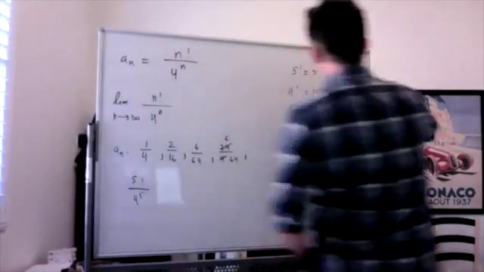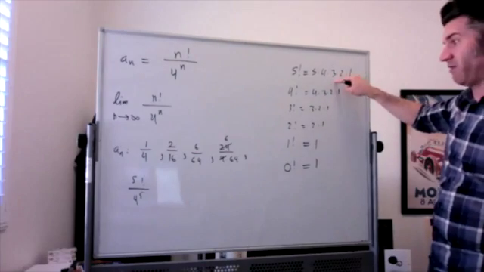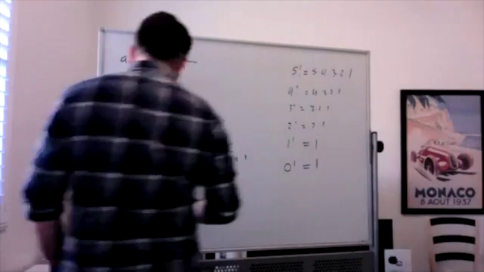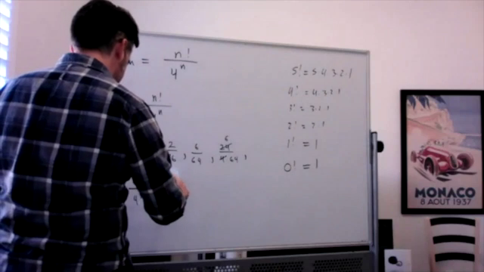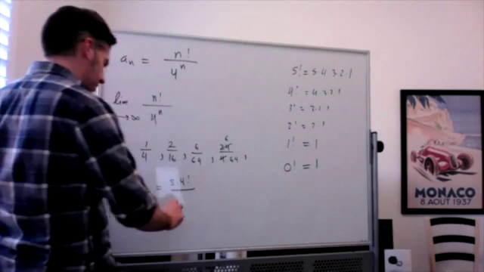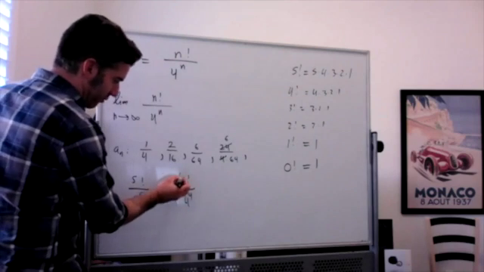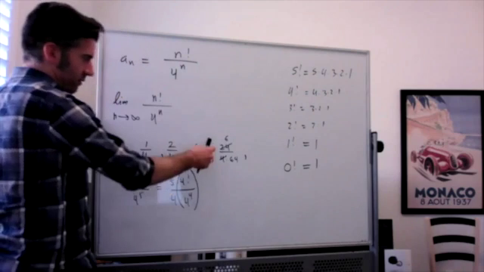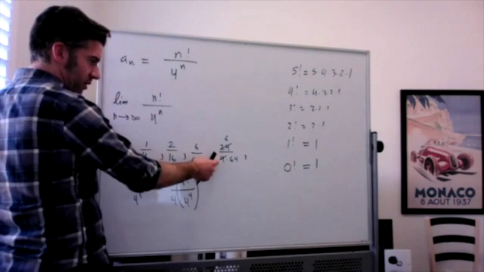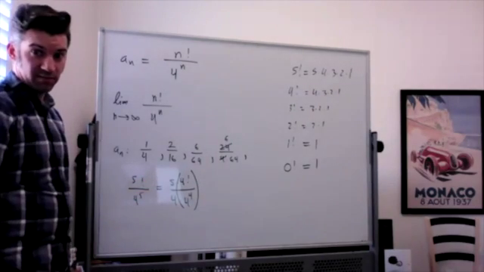So if you have 4 factorial, you can get to 5 factorial just by multiplying 4 factorial by 5. So 5 factorial is really 5 times 4 factorial. And 4 to the 5th is really 4 times 4 to the 4th. So look, I took my previous term, 4 factorial over 4 to the 4th, and I multiplied it by a number that was bigger than 1.